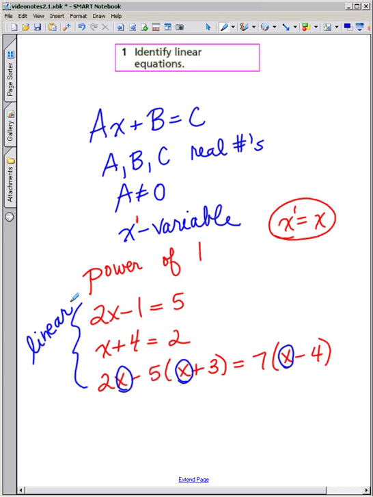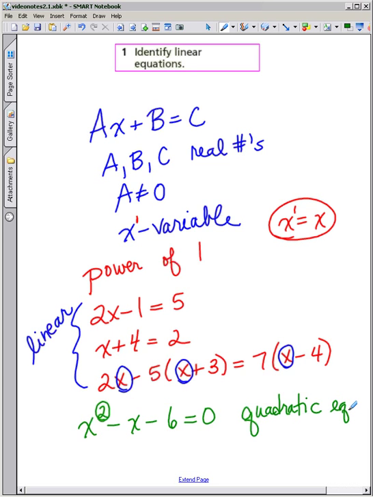What is not a linear equation would be something like this: x squared minus x minus 6 is equal to 0. This has a power of 2 on the variable. This is called a quadratic equation, and we'll get into solving these in chapter 5.